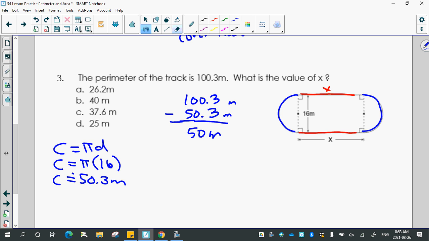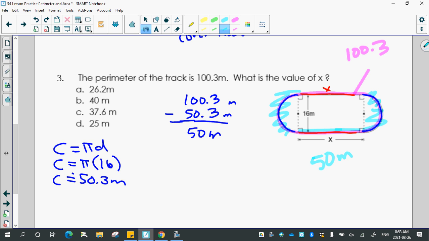So if I go around the whole thing, it's 100.3. But if I subtract off these end parts, now I'm down to just 50 meters. So I need the 50 meters to cover this X and this X. So how long is each X? 25. Perfect. So I need to take that 50 meters, divide by 2, 25 meters.